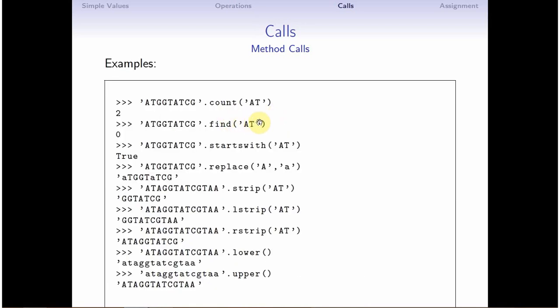So find will give the first occurrence of AT, which is from index 0. Zero doesn't mean you don't have it. Zero means the first index. If you don't have it, it will show -1.